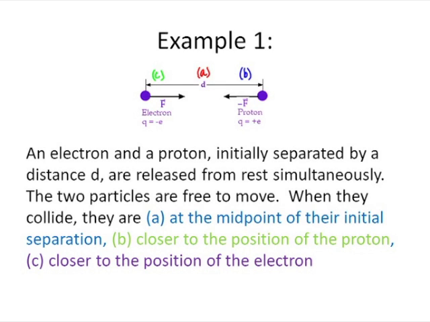And the correct response is B, closer to the original position of the proton. Why is that the case if they both have the same amount of force acting in opposite directions? Why do they end up somewhere closer to the proton? Why don't they end up in the middle? So come up with your answer in class on Monday. Why is B the correct response?